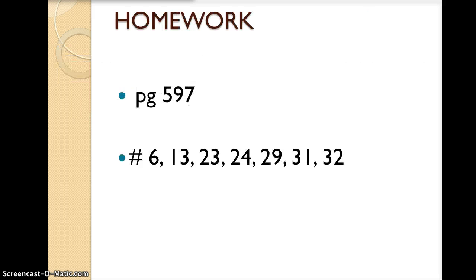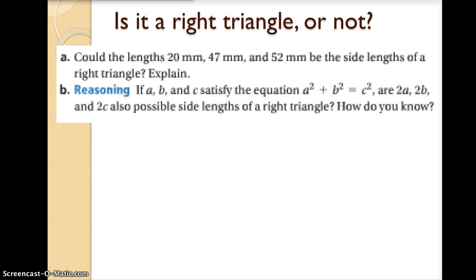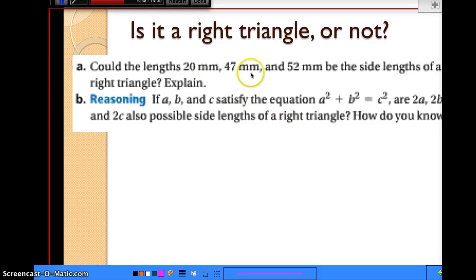I think, yeah, this is the last screen. Is it a right triangle or not? A, could the lengths 20, 47, and 52 millimeters be the side lengths of a right triangle? Explain. So if these were the sides of a right triangle, then we would know that the Pythagorean theorem would work. So we can actually substitute this into the Pythagorean theorem, make sure that the 52, which is the largest side, is substituted in as your C, and if it works for the Pythagorean theorem, then we know it is a right triangle. If it doesn't work, then we can say it is not a right triangle.